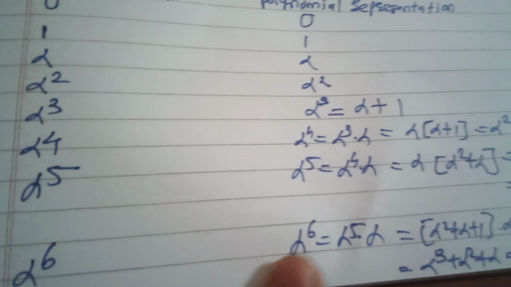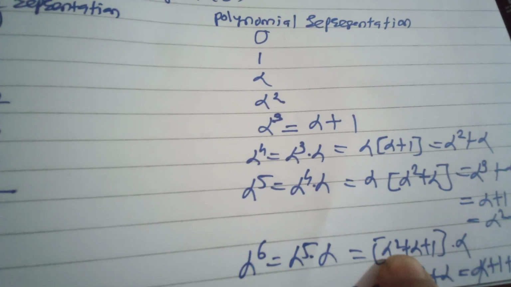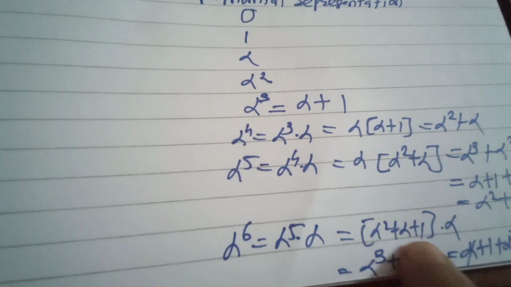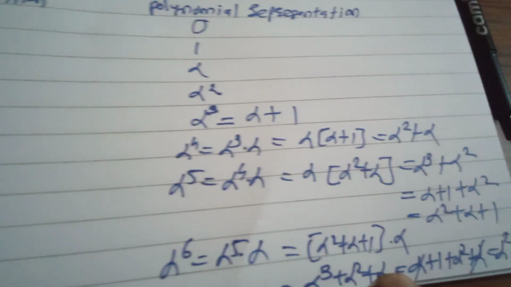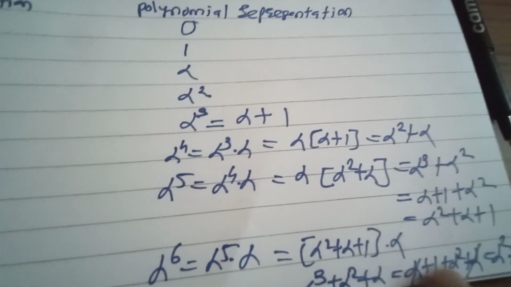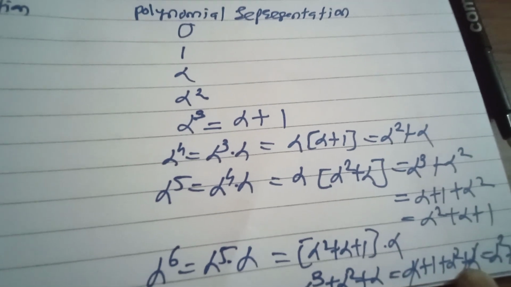And what is alpha^6? Alpha^6 is alpha^5 into alpha. What is alpha^5? Alpha^2 + alpha + 1, into alpha. That is equal to alpha^3 + alpha^2 + alpha. What is alpha^3? Alpha + 1. Then alpha^2 + alpha. So this alpha gets cancelled out because 1 plus 1 is equal to 0, so alpha plus alpha is equal to 0. So the answer is alpha^2 + 1.